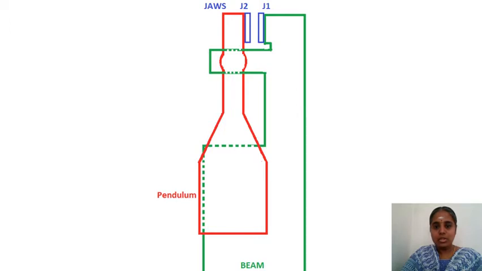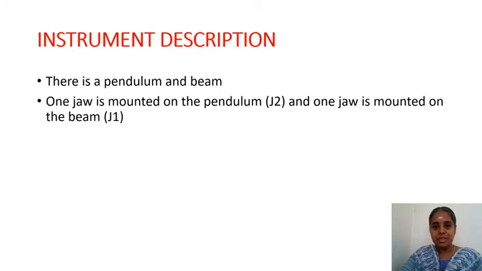So there are two jaws, J1 and J2. Jaw J1 is held in the beam. There is a holder which holds the jaw J1, and there is a holder in the pendulum which holds the jaw J2. So you can place the jaws together in their position. If there is a gap like this, then it is 15 mm gauge length. If there is no gap between these two, then it is 0 gauge length. So jaw J1 and J2 are to be mounted, one on the pendulum and the other on the beam.